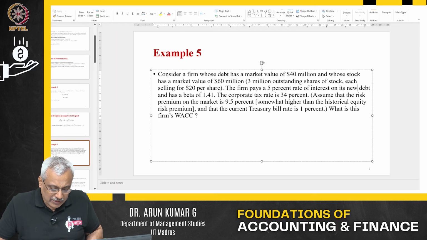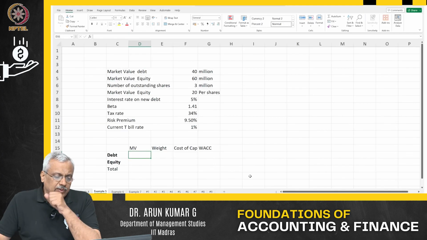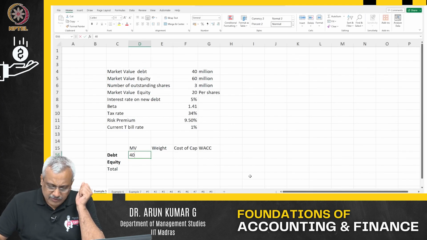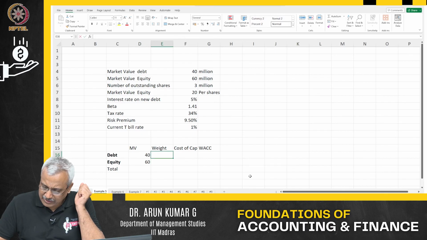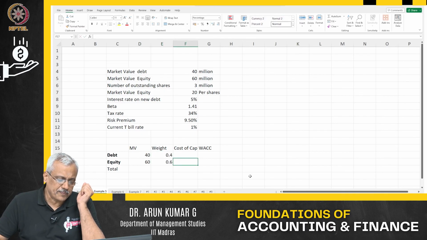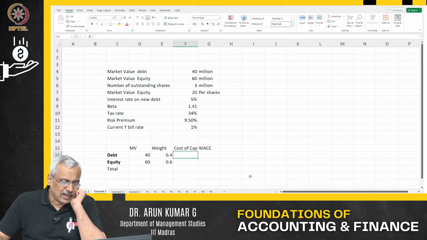Let's go to the Excel sheet and let's see if we can solve it. What is the market value of the debt? 40 million. What is the market value of equity? 60 million. What is the weight of the debt here? The weight of the debt in this particular case is obviously 0.4. Weight of equity, 0.6. So, what is the interest rate on new debt? The cost of new debt is about 5%.